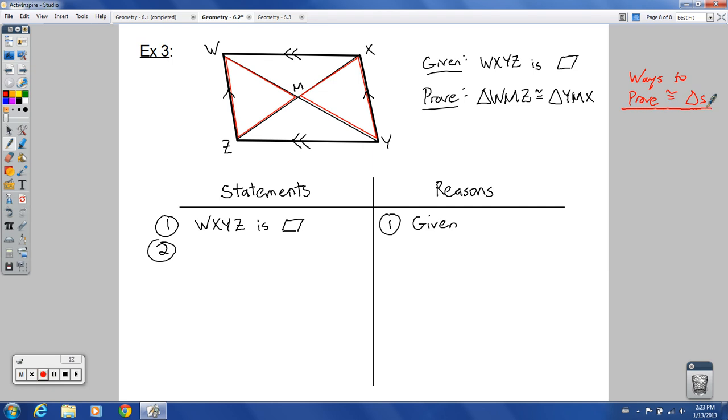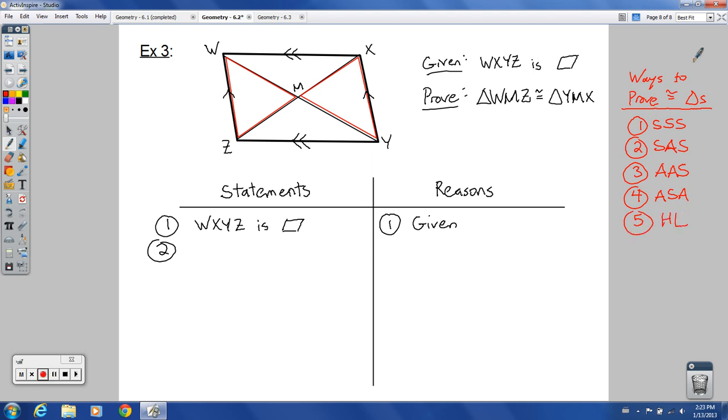Let's see if you remember. One way, the first way we learned, side, side, side. Another way was side, angle, side. A third way, angle, angle, side, and angle, side, angle was a fourth way, and the fifth way, hypotenuse, leg.